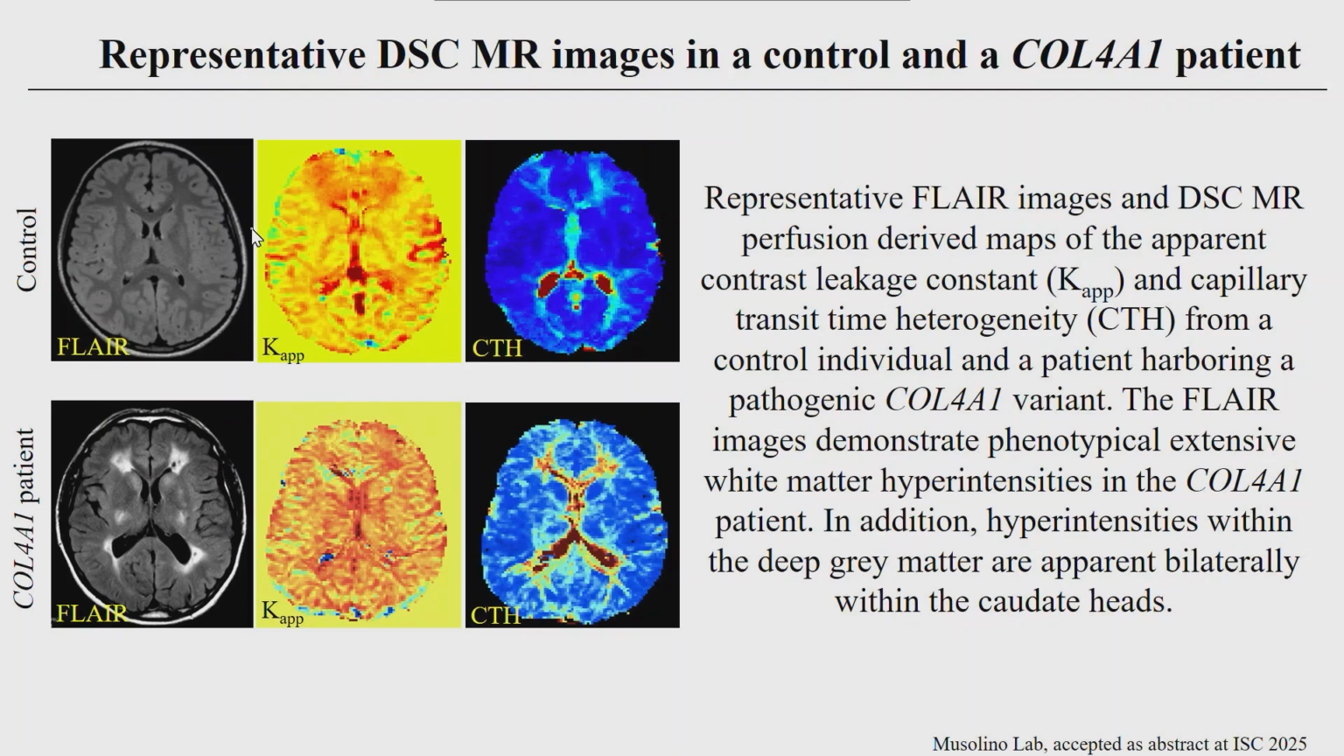Here we have the neuroimaging biomarkers that I was talking about. One of them is K-up, the contrast leakage constant, which speaks more to blood-brain barrier integrity and leakage. The other is CTH, capillary transit time heterogeneity, which is representative of the uniformity of microvascular blood flow. You can see classic FLAIR images that demonstrate phenotypically extensive white matter hyperintensities in a COL4A patient, as well as hyperintensities in the deep gray matter within the caudate heads.